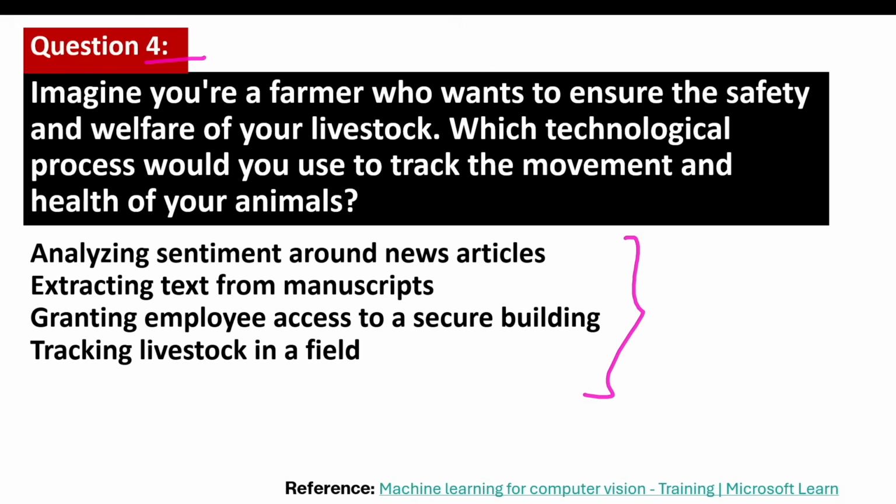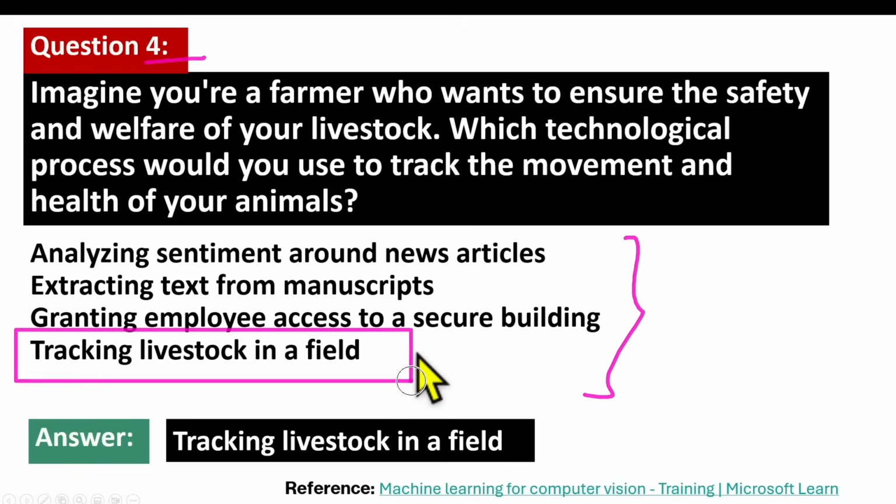We have seen this example use case in the previous question, where I talked about how you can use Azure AI Vision. So in this particular question, it is asking which technological process would you use? The correct answer is tracking livestock in a field.